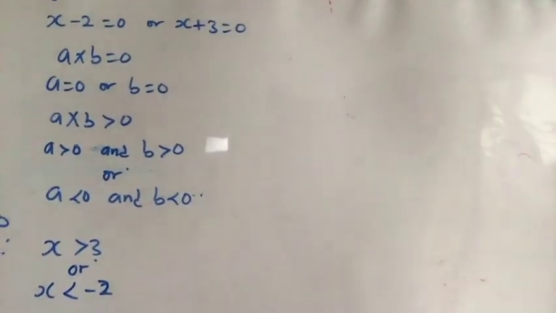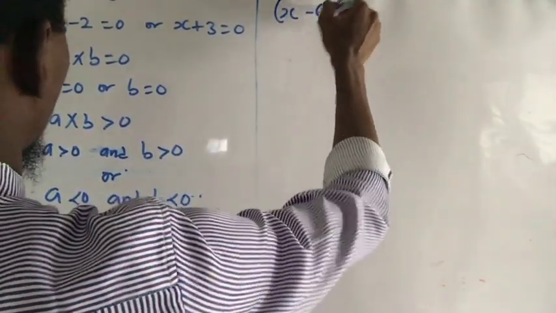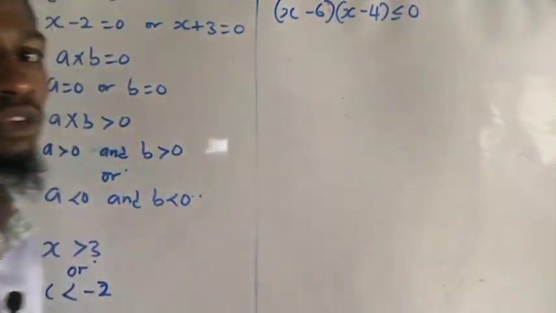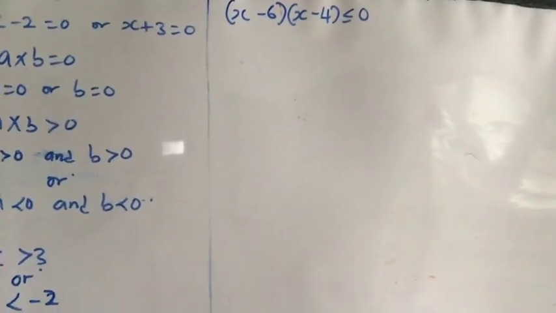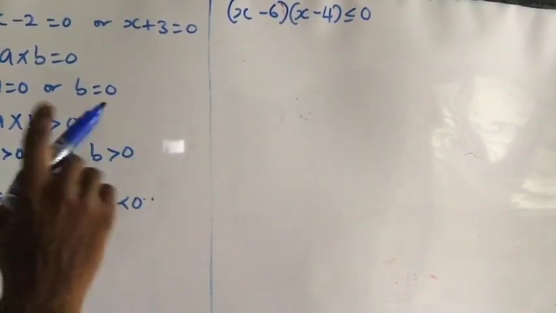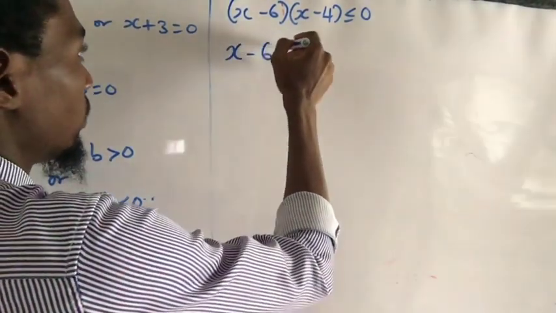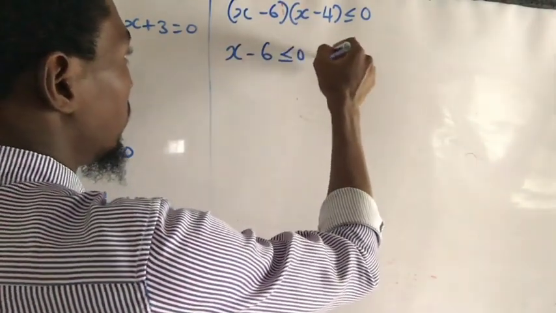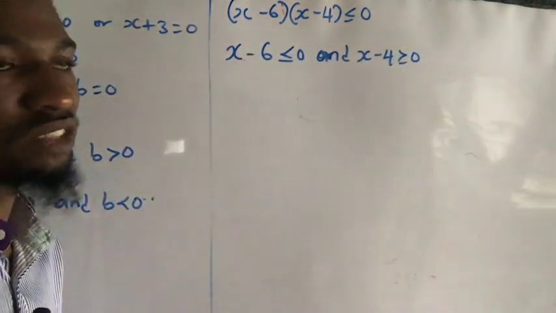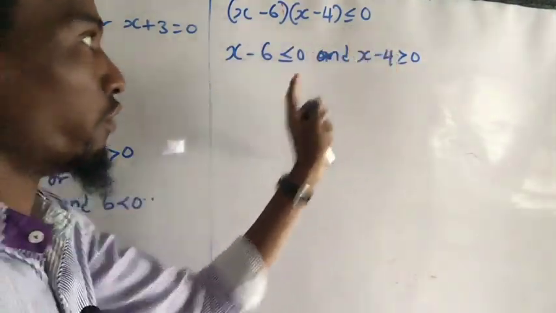And what do we have there? We have (x minus 6) and (x minus 4) less than or equal to 0. So for the product of two factors to be negative, the meaning of this is that one of the numbers must be negative. So it's either x minus 6 is negative and x minus 4 must be positive. For x minus 6 to be negative, the other one must be positive, for the product of the two factors to be negative. This is the first case.